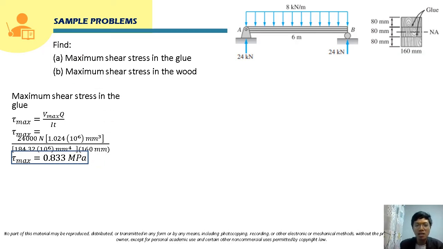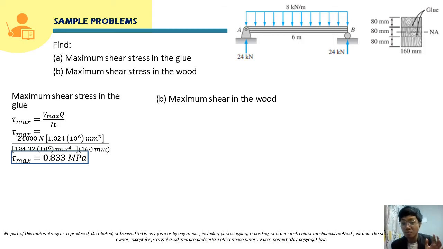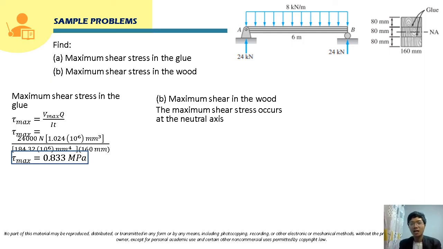Now for letter B, class, for the maximum shear stress in the wood, okay, so same formula, VQ over Ib. So yung V natin, it will just be the same. That is still 24,000 Newton or 24 kilonewton. And yung I natin, it will also be the same. So yung mag-iiba lang dito, class, is yung Q at saka yung T actually, since yung width naman natin dito nung cross-section natin ay constant. So hindi rin siya magbabago. So yung magbabago lang dito is yung Q. So let's solve for the Q.